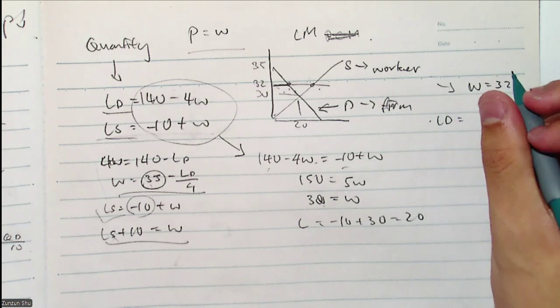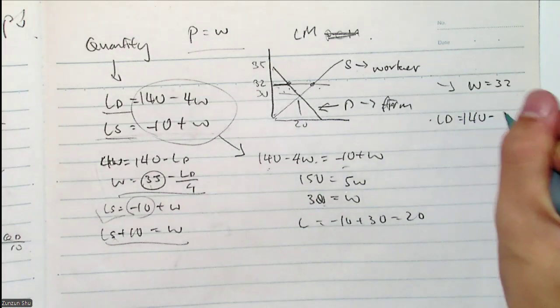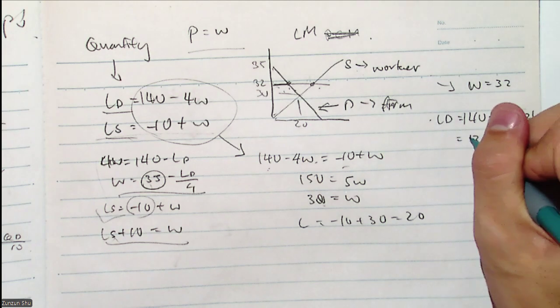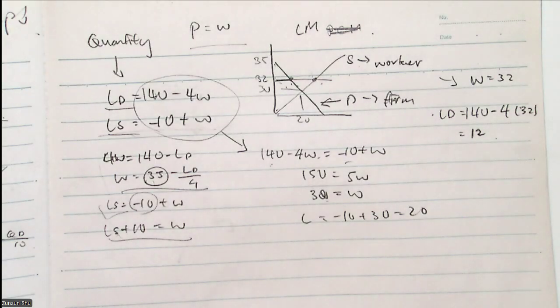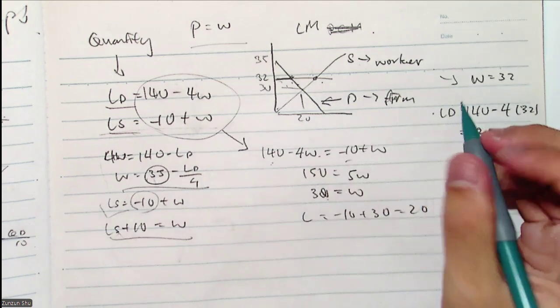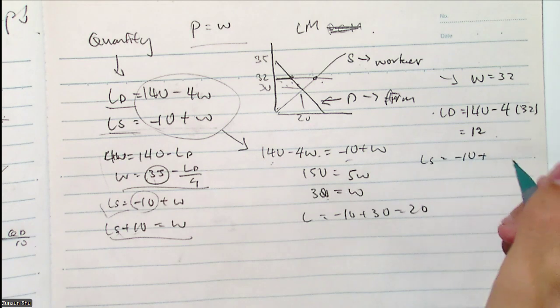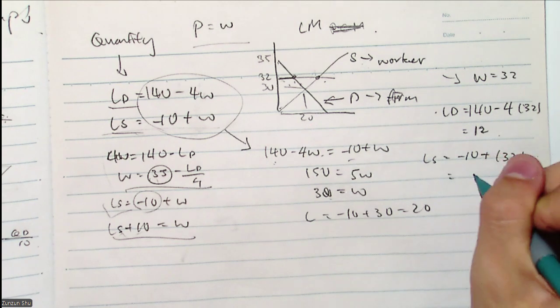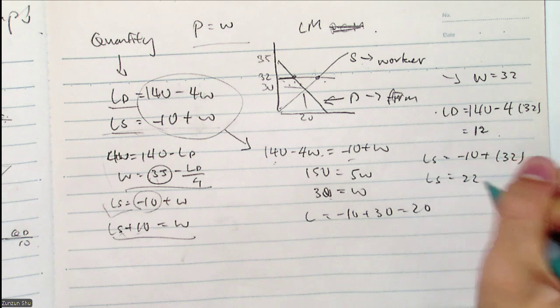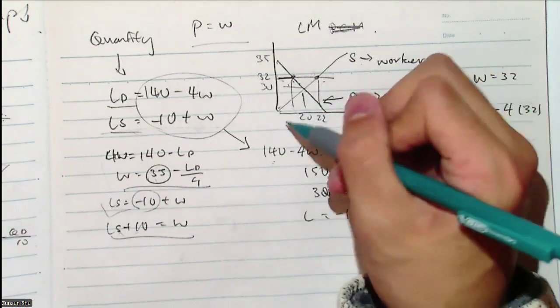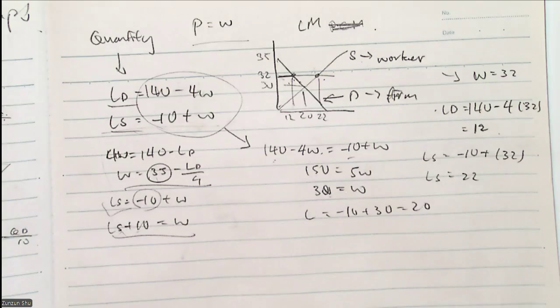LD is equal to 140 minus 4 times 32, which is equal to 140 minus 128, which is 12. The number of workers the firm is willing to hire is 12. And what about supply? We're just going to use the other formula. LS equals negative 10 plus W. W is 32, so LS is equal to negative 10 plus 32, which is 22. So this point 22, this point 12. Not bad. You got the answer.